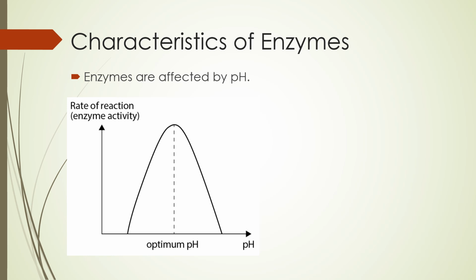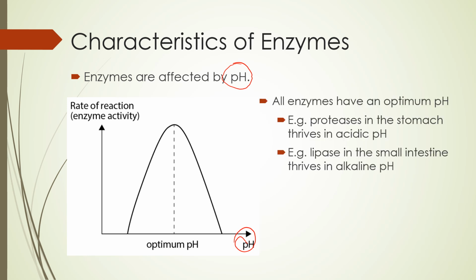So after we talk about temperature, let's move on to the last characteristic of enzymes, which is pH. pH is also a factor that determines enzyme reaction. So you're looking at a pH graph over here. Now all enzymes have an optimum pH. That means every enzyme has a unique pH at which it works best. For example, some enzymes in the stomach thrive in acidic pH. Some enzymes in the small intestine thrive in alkaline pH.